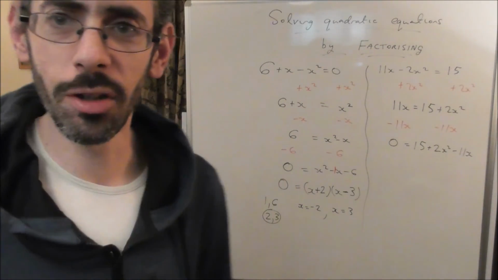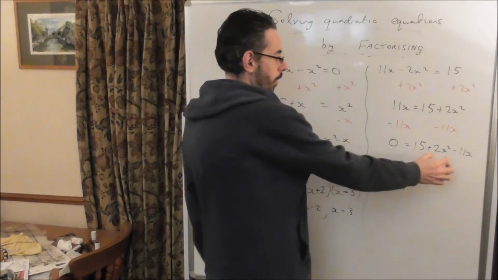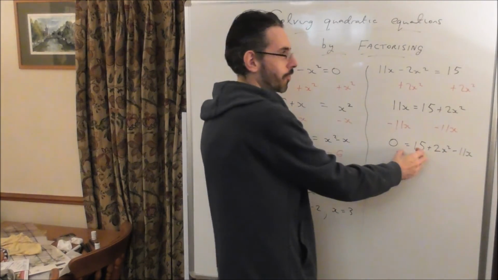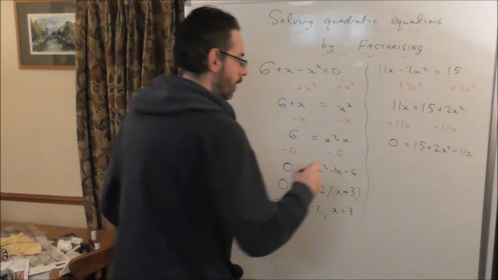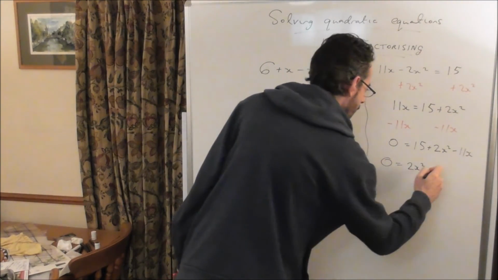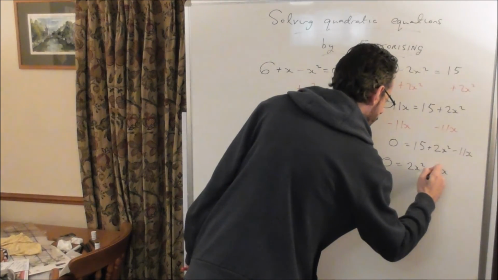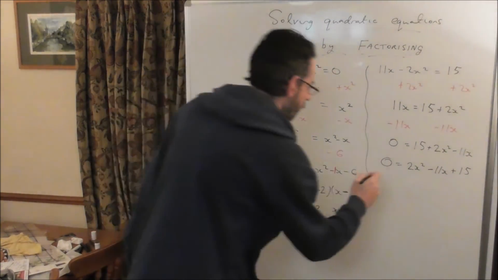Before we factorise, I'm just going to reorder the terms. I find it easiest to factorise if the x squared term is first, and the number term is last. That's just the familiar order to me. So 2x squared at the front, minus 11x in the middle, and I'll put the number at the end, plus 15. So let's factorise it now.